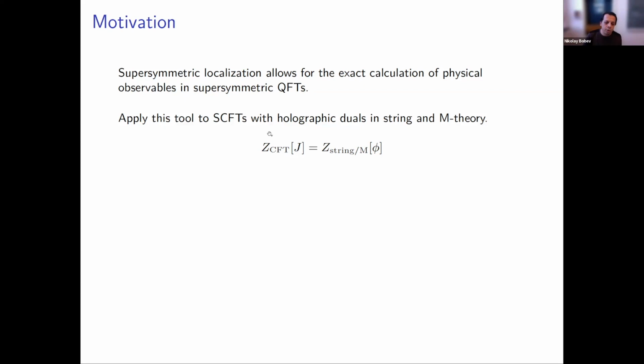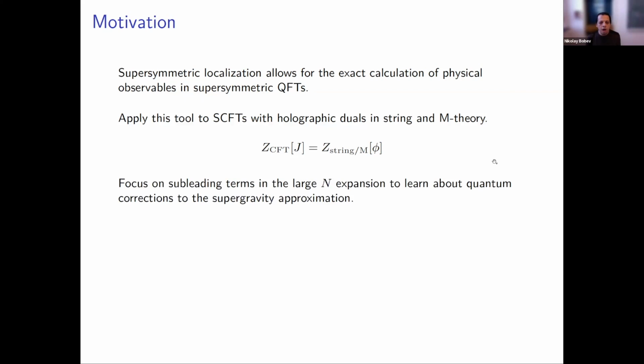But we now also have some tools to compute the left-hand side, specifically using what's called supersymmetric localization. And so in some instances, you can hope to use the left-hand side to learn about string and M theory. And in this talk, I'm going to speak about a specific instance of this case where we can study the large N expansion of some quantum field theory and learn about subleading terms in the supergravity approximation to a string or M theory.